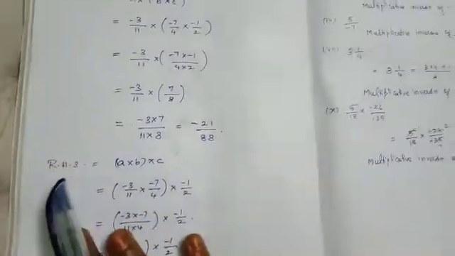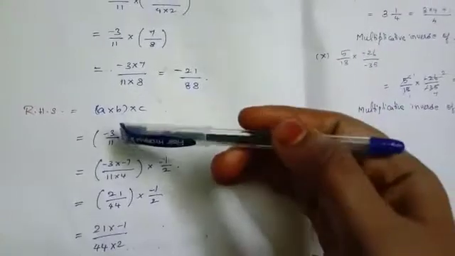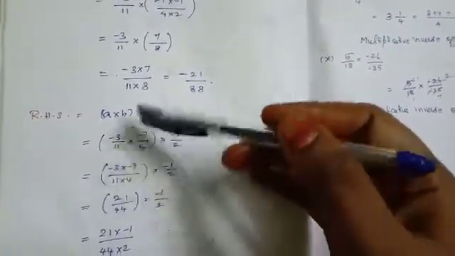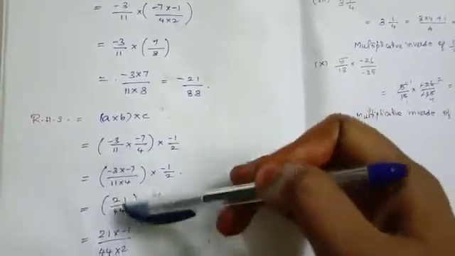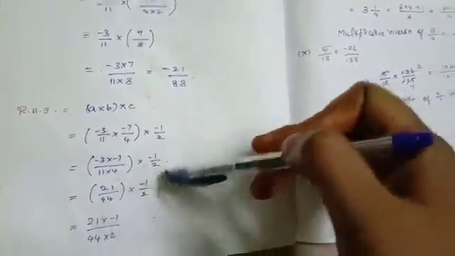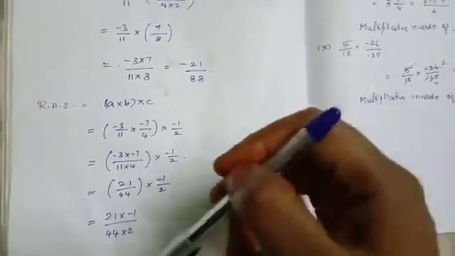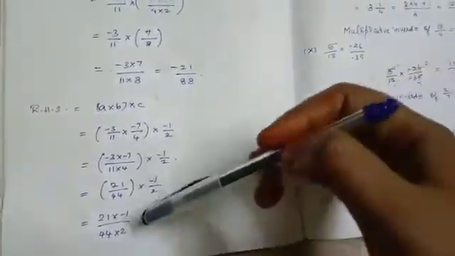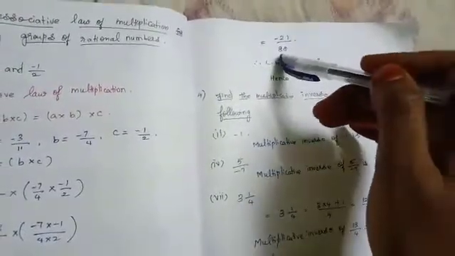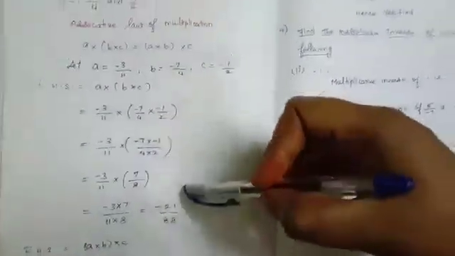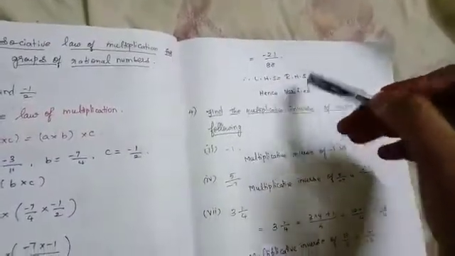You take the RHS, right hand side, a into b into c. First you multiply the first bracket: minus 3 into minus 7 by 11 into 4, minus into minus plus, 7 3s are 21, 11 4s are 44, into minus 1 by 2. 21 into minus 1 by 44 into 2, so equal to minus 21 by 88. 2 into 44, 88. So already you know the LHS has the same answer, therefore LHS equals RHS. Hence verified the sum.